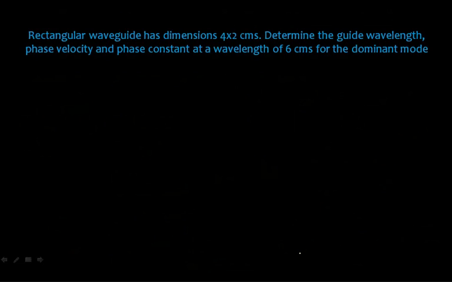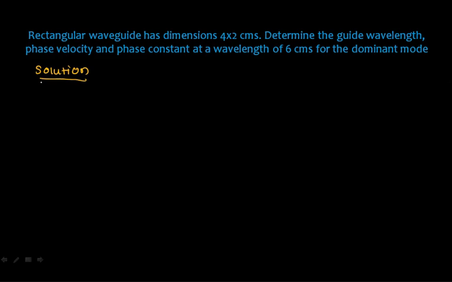Now another problem. Here, a rectangular waveguide has a dimension of 4 into 2 centimeters. So the dimensions of the rectangular waveguide are given: A is 4 centimeters, B is 2 centimeters. Now find the phase velocity and phase constant beta at the wavelength of 6 centimeters for the dominant mode. So what you are going to calculate here: determine the guide wavelength lambda g, phase velocity Vp, and the phase constant beta. First we'll start with what is given over there.